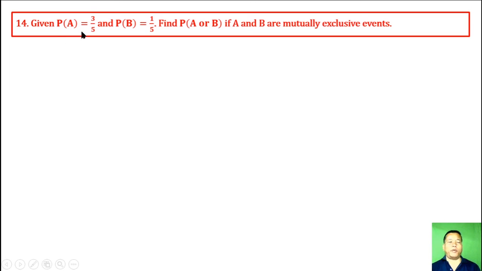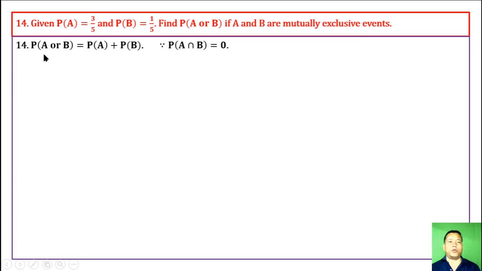14. Given P of A is 3 by 5, P of B is 1 by 5, find P of A or B if A and B are mutually exclusive events. These two events are mutually exclusive, therefore P of A or B is equal to P of A plus P of B, since P of A intersection B is 0. Giving their values, P of A or B, written as A union B, is 3 by 5 plus 1 by 5, getting 4 by 5.